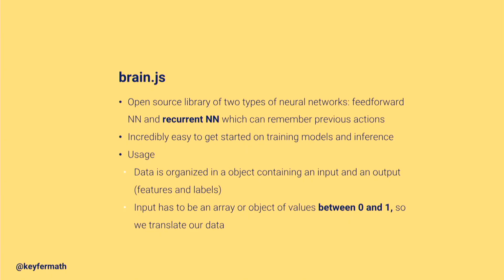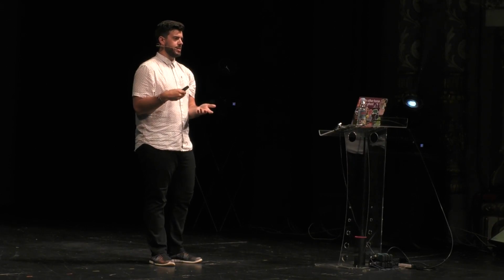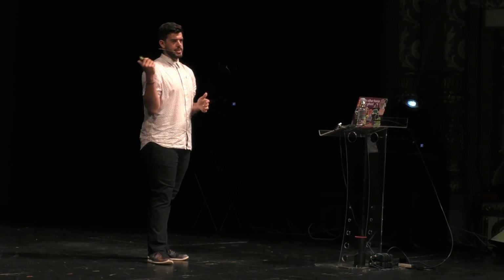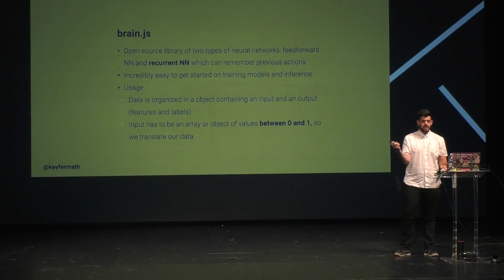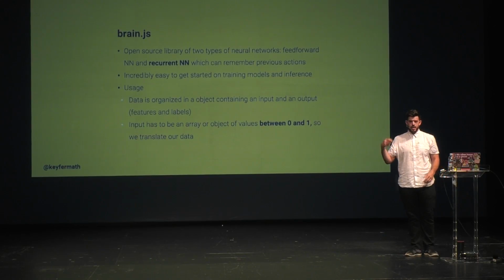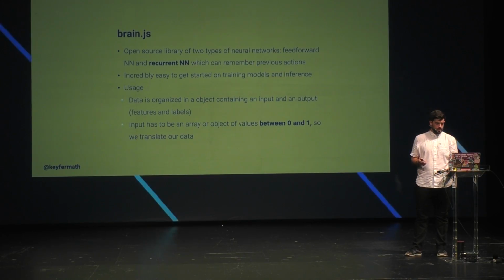Secondly, input has to be an array of objects, or an object, of values between 0 and 1. So we have to translate our data before we pass it into Brain.js. That doesn't mean the data we give it has to be between 0 and 1, but I can't give it English or whatnot. Before we pass it to Brain.js, we just have to translate our data. It'd be no different if Brain.js only understood Italian versus English, and we just had to translate it beforehand. But translating to this is a lot easier than translating our data to Italian.